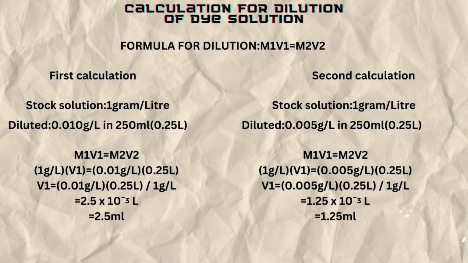Calculation for dilution of dye. First of all, we have prepared a 1 gram per liter dye solution, which is the stock solution. But the solution is too concentrated for our experiment, so we need to dilute it before we start the experiment.